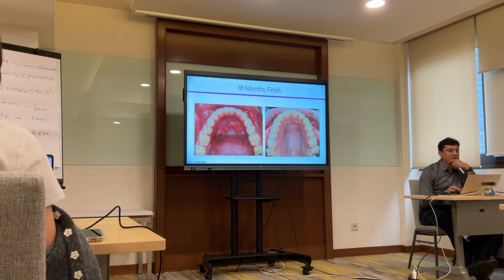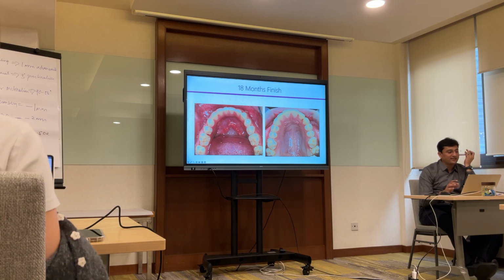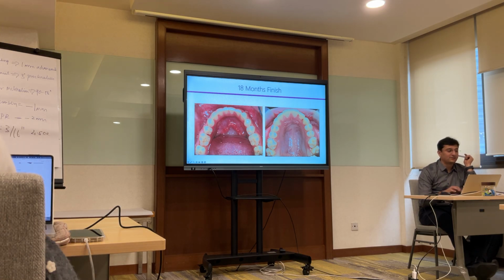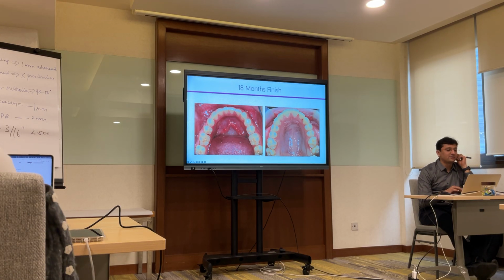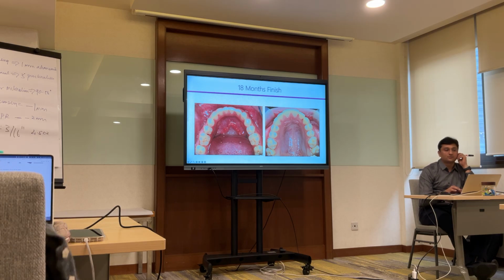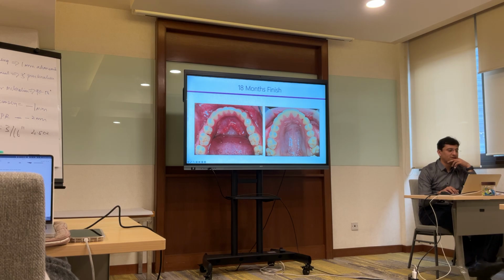Do you think the transverse looks better? I still feel the upper looks constricted compared to the lower. It is what it is. If you had expanded with the bonded RP, this case would have been very nice. But the rotations are corrected. Look at the 2-3. 2-3 was completely out of the arch. It's very well aligned right now. Looks great. All the rotations are corrected.